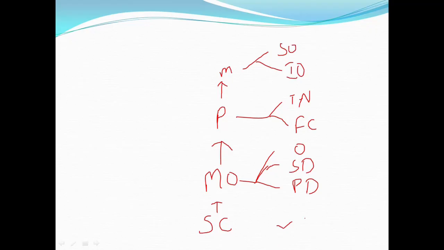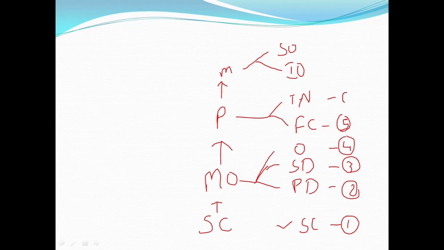So always study in a comparative manner. Number one, cut section at the level of the spinal cord. Number two, at the level of pyramidal decussation. Number three, at the level of sensory decussation. Number four, at the level of the olive. Number five, at the level of the facial colliculus. Number six, at the level of the trigeminal nerve nucleus. Number seven, at the level of the inferior colliculus. And number eight, at the level of the superior colliculus.